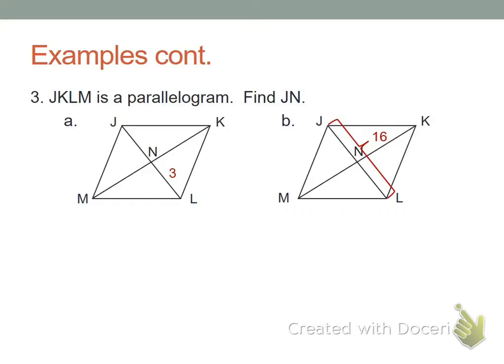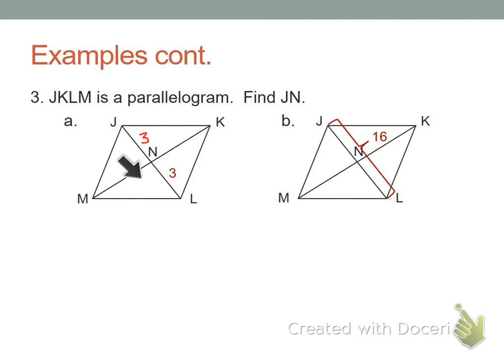All right, these ones have diagonals drawn in, and we are asked to find JN for both of them. Now, it's not necessarily hard on either one, but I think A is particularly easy. What is the length of JN going to be? 3. Are we all okay with 3?